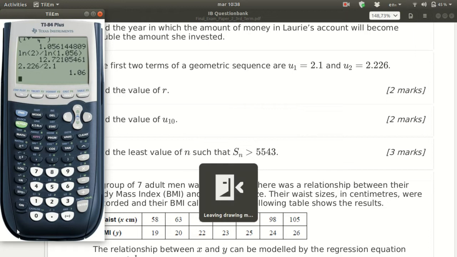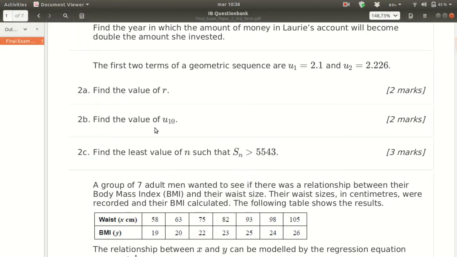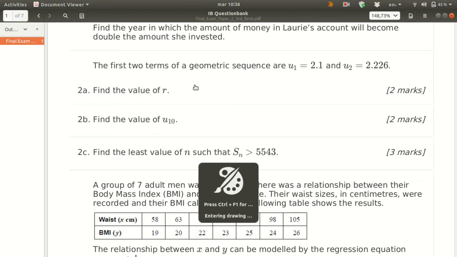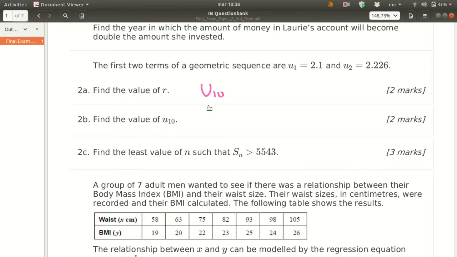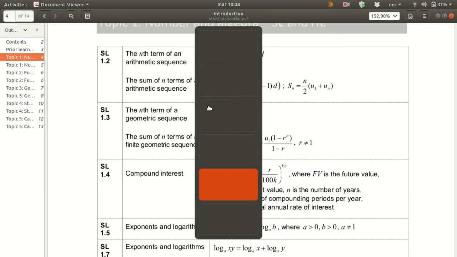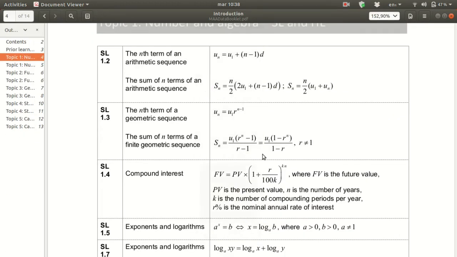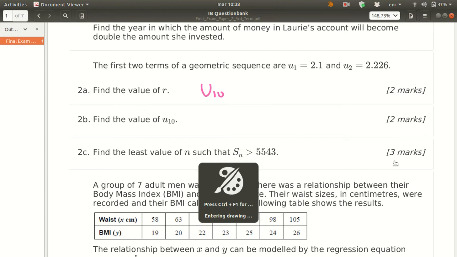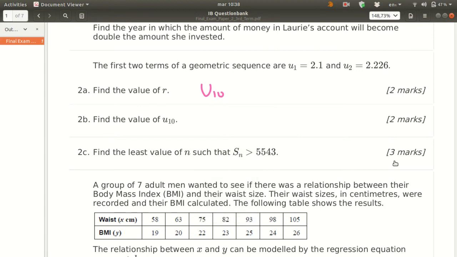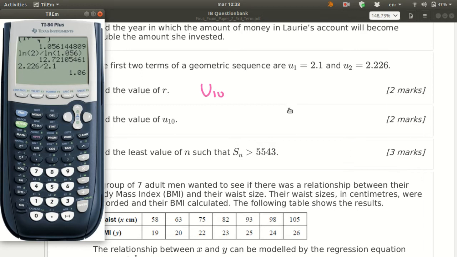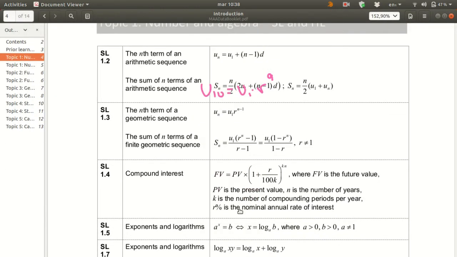Let's look at question number 2. Find the value of u10. All right, so we have to remember the formula for the nth term. We don't really have to remember it because it is in your formula booklet. Here it is, okay? But it's not a bad idea to know it because it might save you some time when you're solving these problems. So u10 would be u1 multiplied by r to the power of 9, right? n minus 1. Okay, there it is.